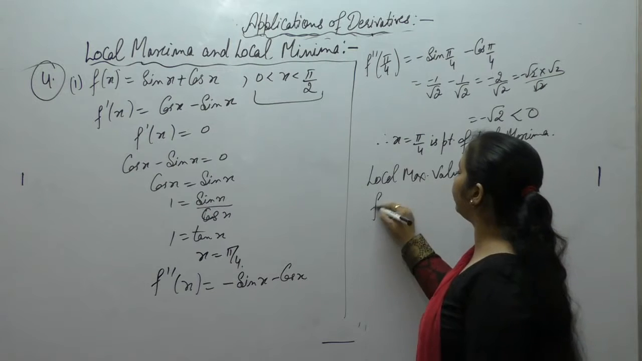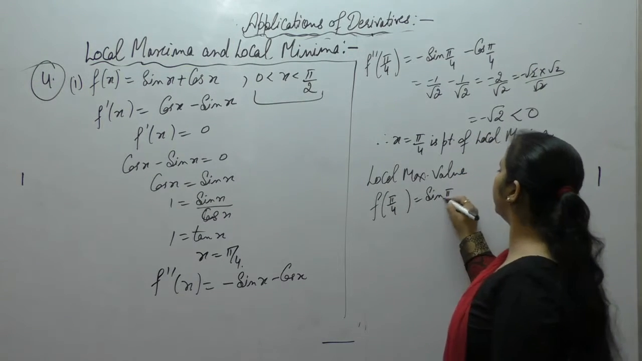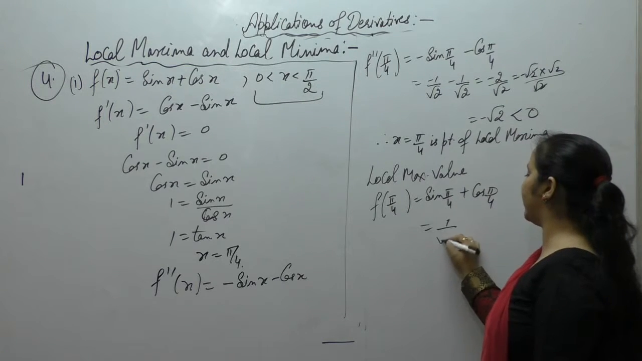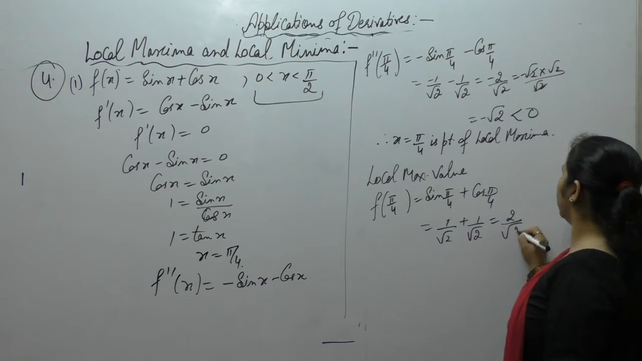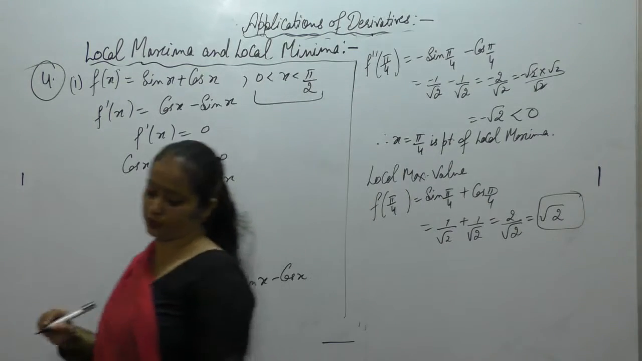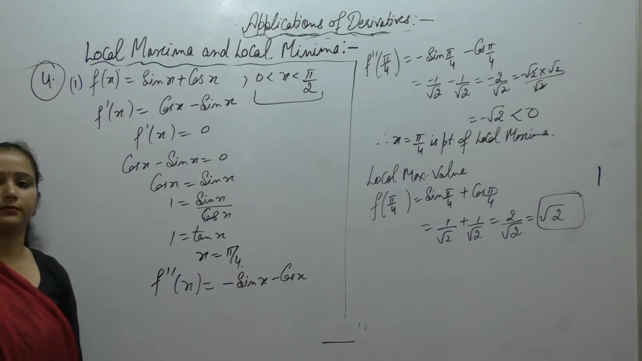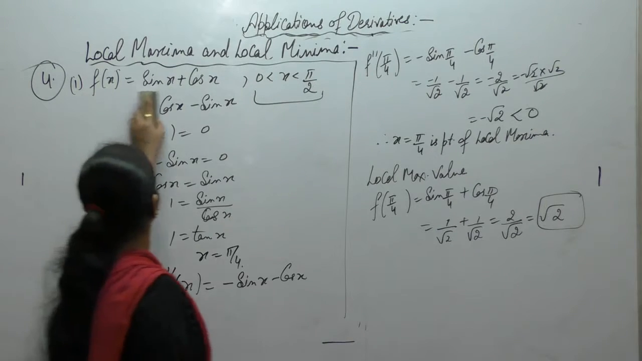Now the local maximum value: f of π/4 is sin π/4 plus cos π/4. Sin π/4 is 1 by root 2, cos π/4 is 1 by root 2, so 2 upon root 2, that is square root of 2. Is it clear? Now let's move to the next one.